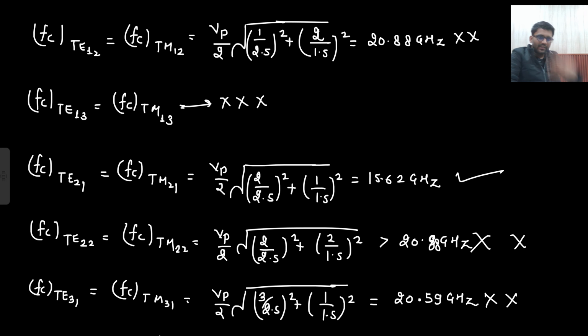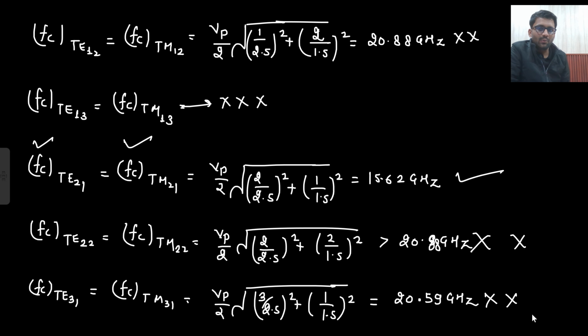So do I need to check further? No. Do I need to check TE41? No. Because next anything will not propagate. Why is that so? Because 4-1 will be larger than 3-1. Right? Then 4-2 will certainly be larger. Here 3-2 will also be larger. So 3-2 also I don't need to calculate. So this was the last one which I needed to calculate. That's it. So from here what did I get to know?